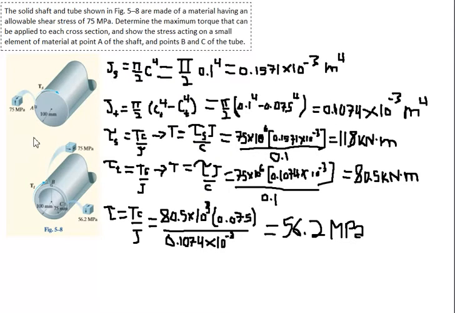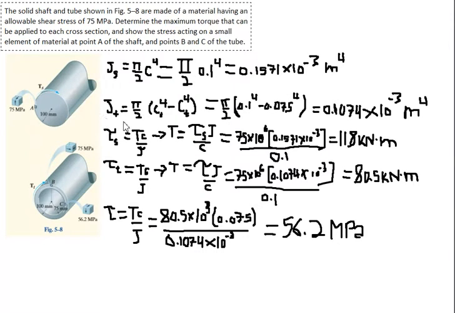So, in order to first start this problem, we're going to start with a polar moment of inertia equation in which J equals pi over 2 times c to the power of 4, in which c is the radius. So, doing this, we're going to have pi over 2 times 0.1 to the power of 4 equals 0.1571 times 10 to the negative 3 meters to the fourth. As you can see, we did a unit conversion here to get into meters.